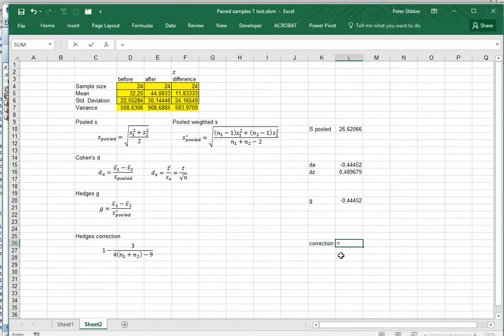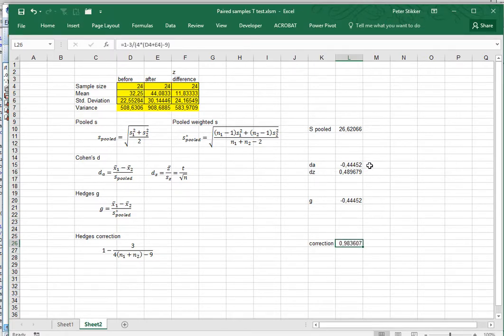The correction is 1 minus 3 over, and then open the parenthesis, 4 times, open another set of parentheses, the sample size of the first group plus the sample size of the second group, which in essence is simply 2 times the first or the second one, and then minus 9. Close the last set of parentheses, and we now have our correction factor.